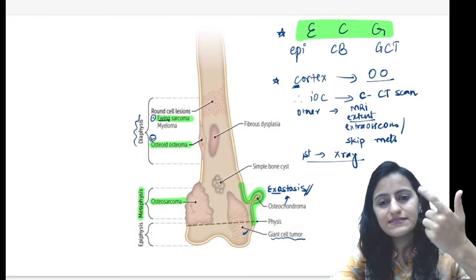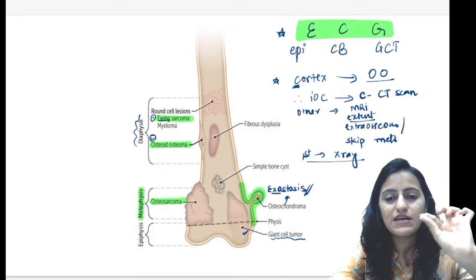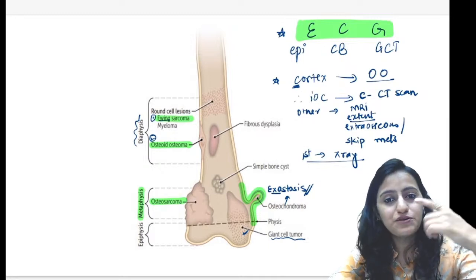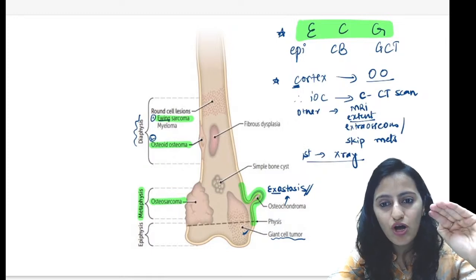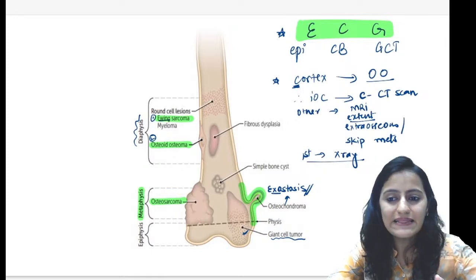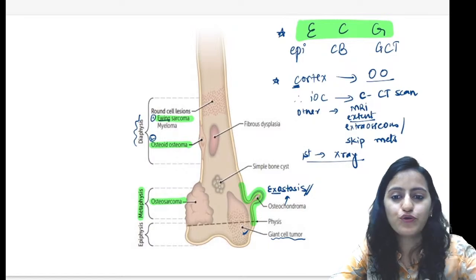So epiphysis is chondroblastoma, GCT. Osteosarcoma is metaphysis. Then you have diaphysis is Ewing's and osteoid osteoma. Osteoid osteoma is in the cortex, so we do CT for that. And the outgrowth is the osteochondroma.